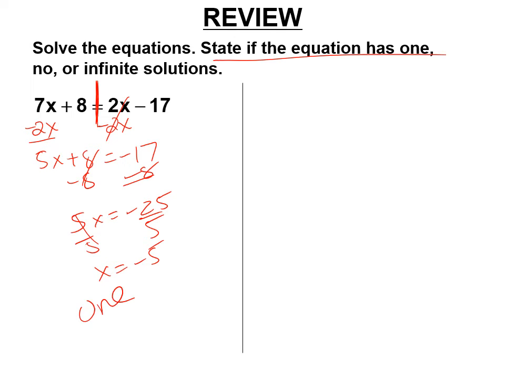It says state if the equation has one, no, or infinite solutions. It also says solve it, by the way. So you don't just say there was one solution. You give me the solution, you solve it, and then you tell me how many solutions, both.